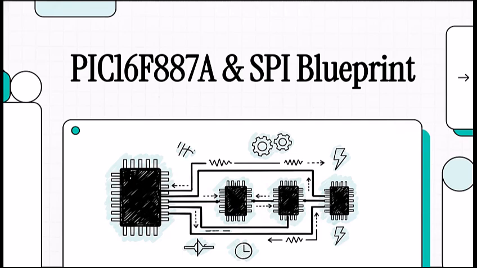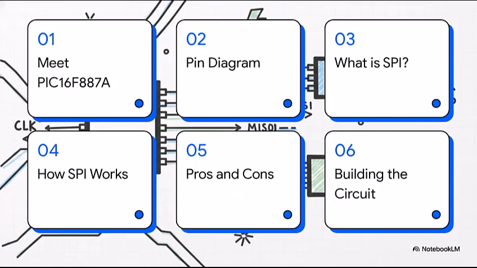We're going to break down the actual hardware and protocols that run professional embedded systems. To make sure we don't get overwhelmed, here is our blueprint for today. We'll start by meeting the PIC16F887A, then decode its pin diagram. After that, we'll ask, what is SPI? Look at how SPI communicates, weigh its pros and cons, and finally, actually build an SPI circuit.